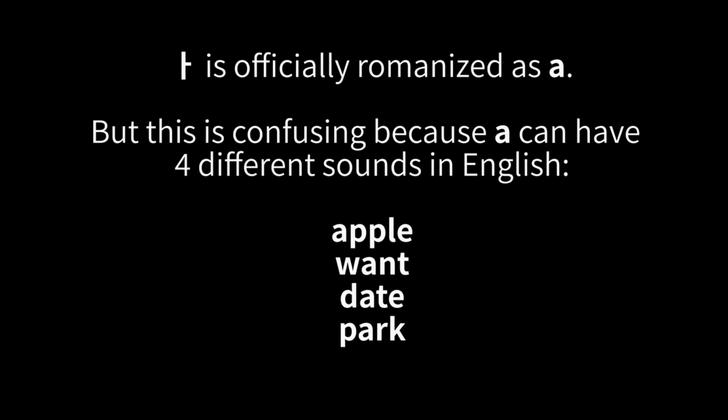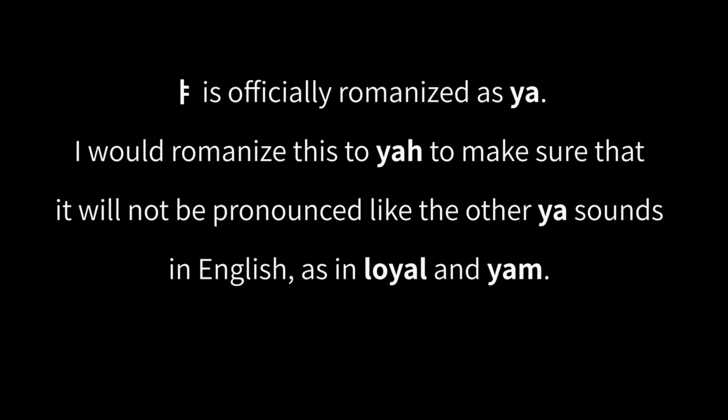The vowel A is officially romanized as A, but this can confuse foreigners because A can have 4 different sounds in English, as in apple, want, date, and park. We want only the A sound here. So why not use AH, ah, instead of just A? Simple and natural, right? The vowel ya is officially romanized as YA.